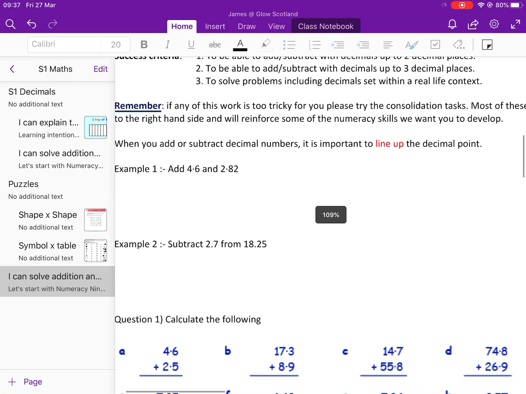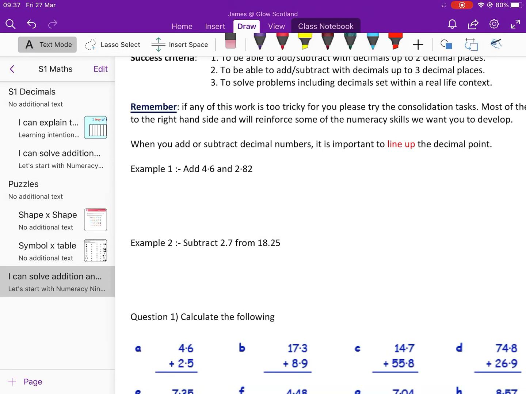Okay, so I'm going to do 2 examples. I'm going to do an addition and a subtraction, and talk you through the process of what we're going to do. So we're going to lay these out in column addition method. For this first one, example 1 says we're going to add 4.6 and 2.82. So I am going to write this out the side here, 4.6 plus 2.82. You'll notice that I've kept the decimal points in line. That is super important. We need to make sure when we're adding or subtracting decimals that we keep the decimal points in line.